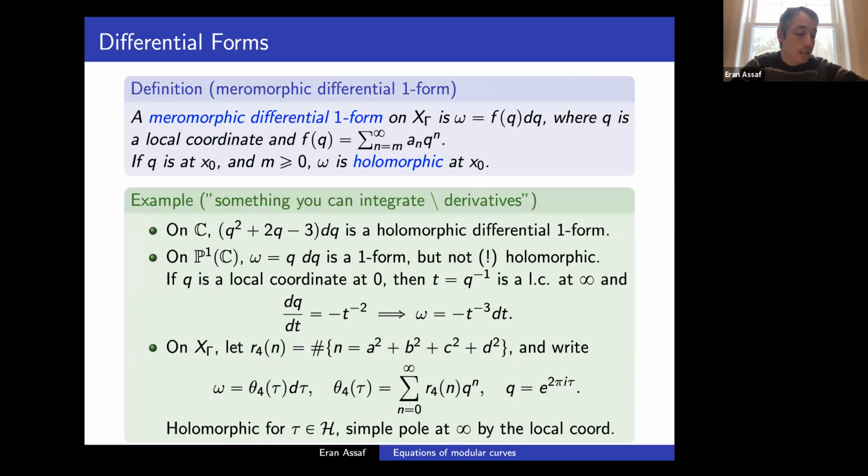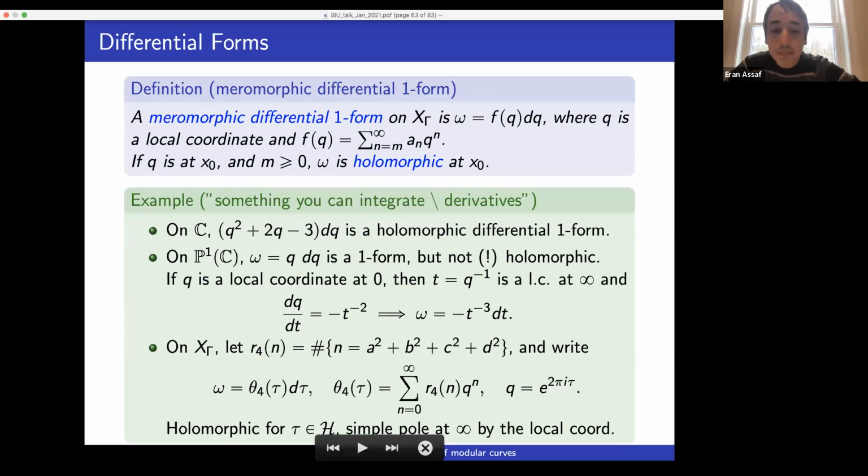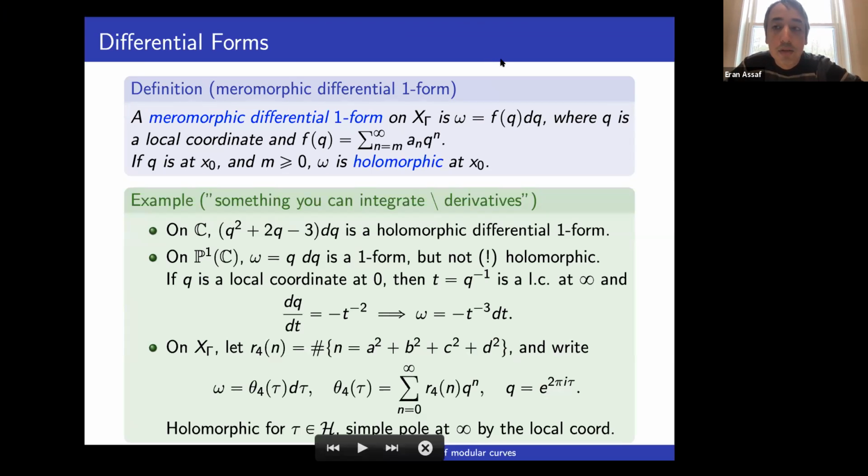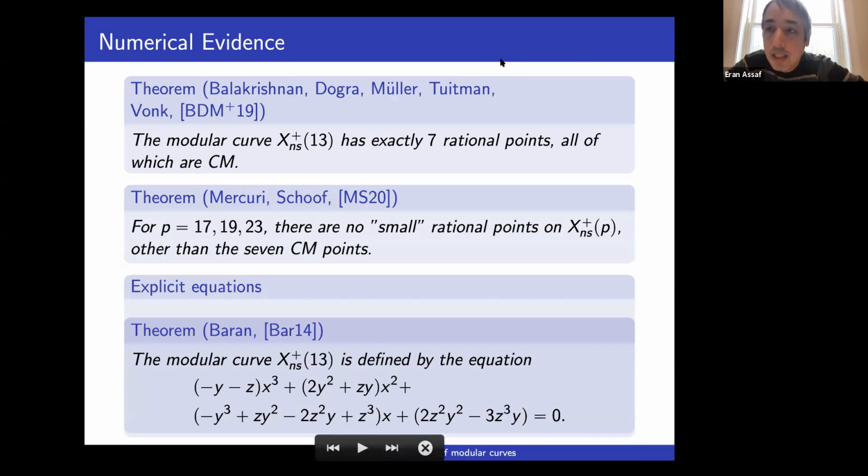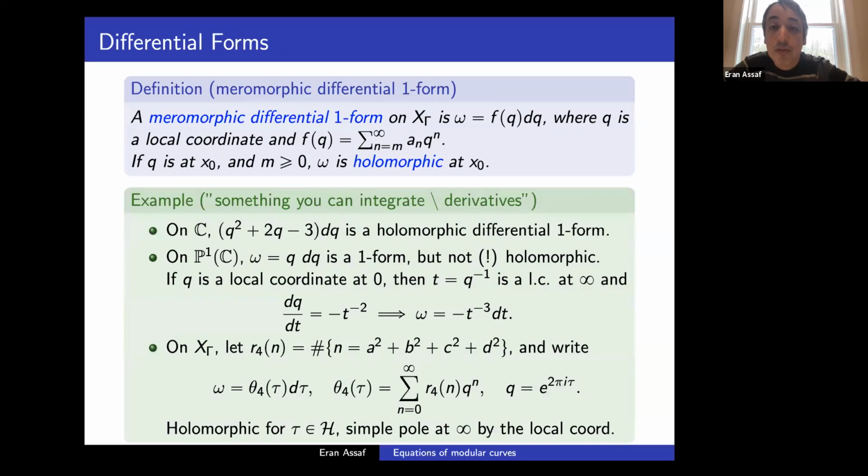Okay, so the way we continue to understand how to obtain equations for this modular curve is by looking at something called differential forms. Our idea will be to use differential forms to get nice coordinates for our curve and get equations from that.